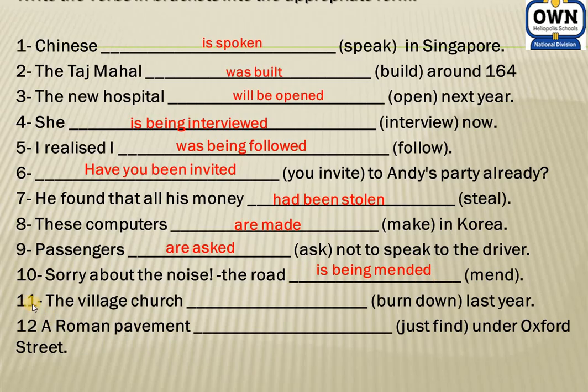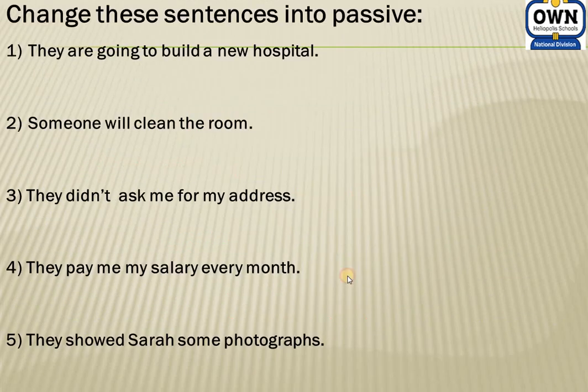Number 11. The village church burned down last year. Last year signals past simple, so the answer is: was burned down. Number 12. A Roman pavement just found under Oxford Street. Just signals the present perfect. So: a Roman pavement has just been found. Another kind of question is like this: change this sentence into passive.